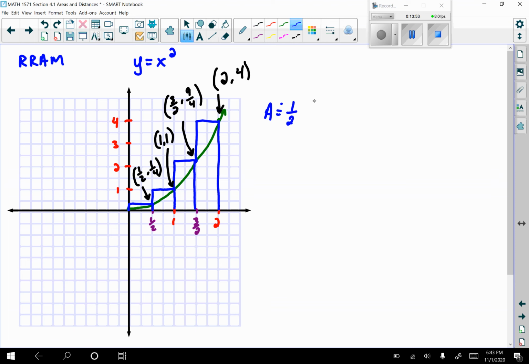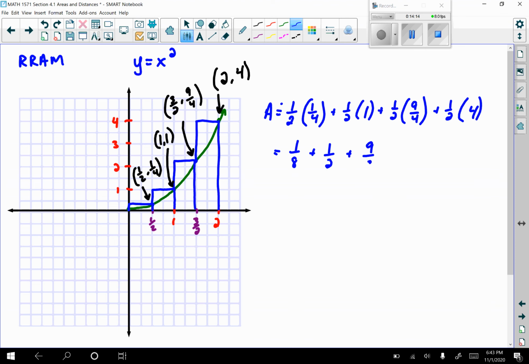So now I have 1/2 times 1/4 for the area of my first rectangle, plus 1/2 times 1 for the area of my second rectangle, plus 1/2 times 9/4 for the area of my third rectangle, and then plus 1/2 times 4. So this will give us 1/8 plus 1/2 plus 9/8 plus a 2. So I'm still going to get 10/8. We could say plus 4/8. And here's my 16/8. I wanted so badly in the last problem here. So now if we add this together, we're going to get 30/8.